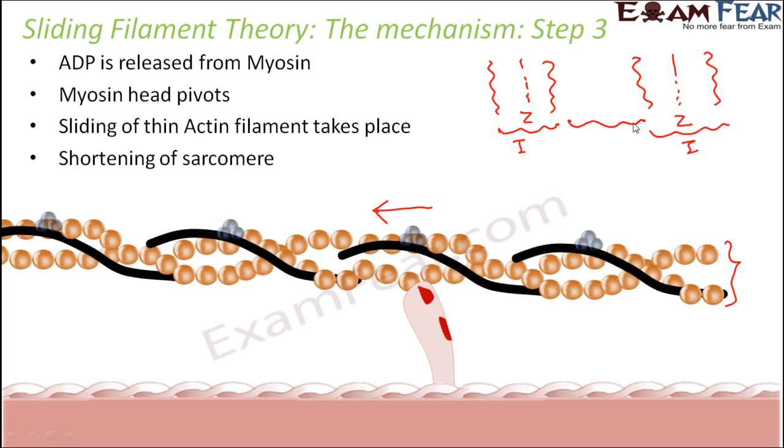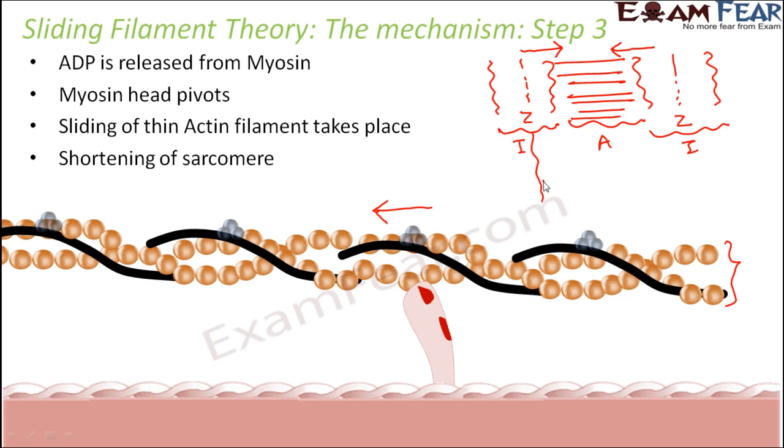And this entire thing is the A band. Okay, so now by this process, what is happening is that only the I band is being shifted towards this direction. Now, the same process happens on this side as well. So this is shifted in this direction. So basically, both the Z lines are being brought closer to each other. And that is how the sarcomere is shortened.